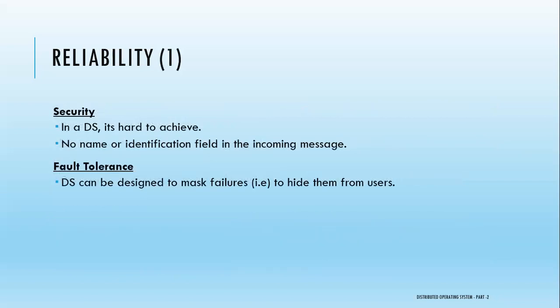Reliability is continued on this screen. Security in a distributed system is very hard to achieve, since there is no name or identification field in the incoming message. Second, fault tolerance: the distributed system can be designed to mask failures, to hide them from users.